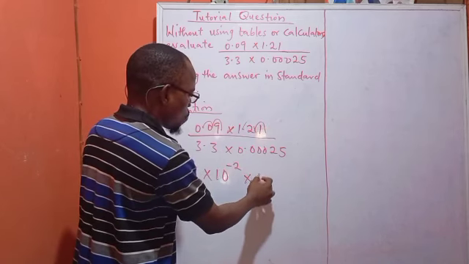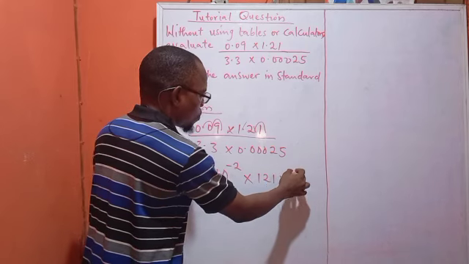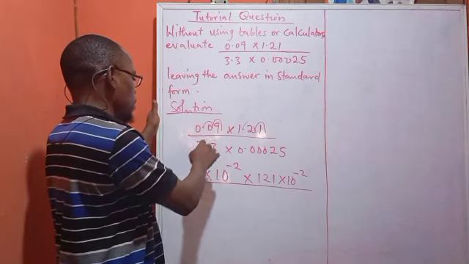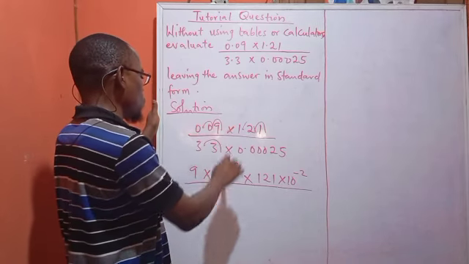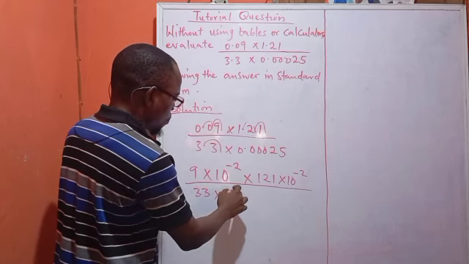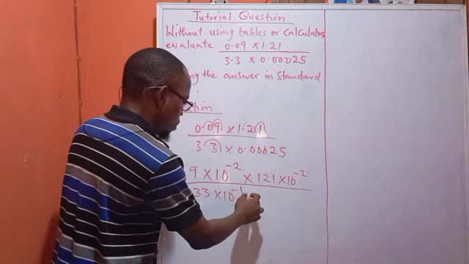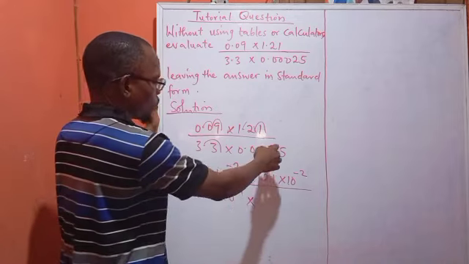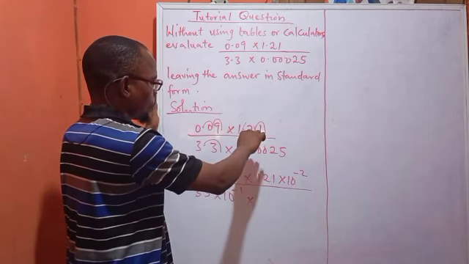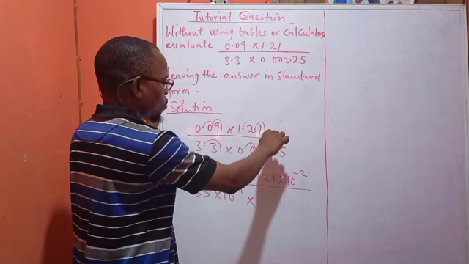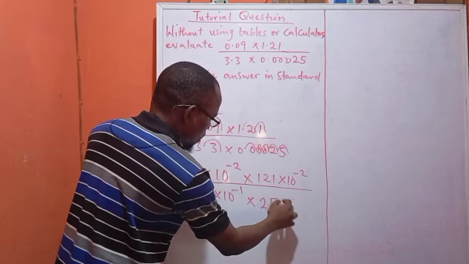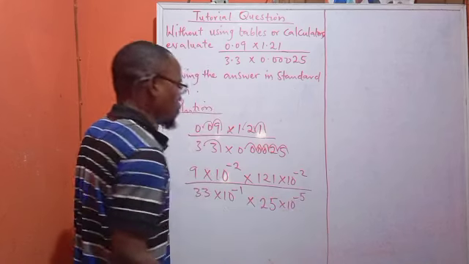So this will be 121 times 10 raised to power minus 2, divided by, looking at this, how many movements are we making? We are just making 1. So this will be 33 times 10 raised to power what? Minus 1. Okay, times, so let's take this decimal and move it to this last point here. How many movements are we making? We are making 1, 2, 3, 4, 5. So this will be 25 times 10 raised to power minus 5.